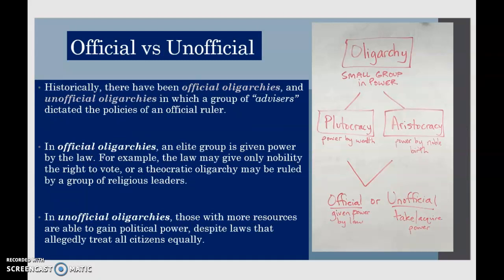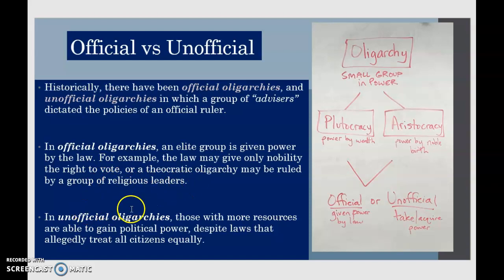There are official versus unofficial oligarchies. So an official oligarchy is where the elite group is given power by the law. So it is baked into how their government is structured. So for example, the law might give only nobility the right to vote, or a theocratic oligarchy may be ruled by a group of religious leaders. So that is built into their system.